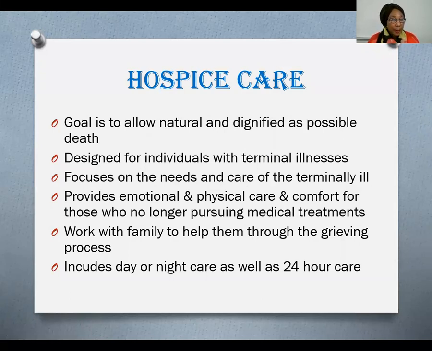So some residents who have a terminal illness or get into a situation where they will eventually pass on can have a service that is called hospice care. The goal for this service is to allow as natural and dignified a death as possible, designed for individuals with terminal illness, like I said earlier. Hospice care focuses on the need and care of the terminally ill. It provides emotional and physical care and comfort for those who no longer pursue medical treatments. The hospice care services work with family to help them through the grieving process. Hospice care can also include day and night care as well as 24-hour care.